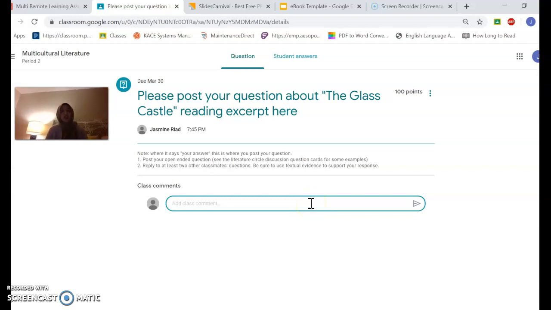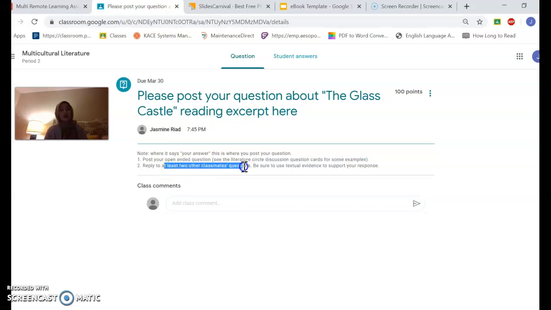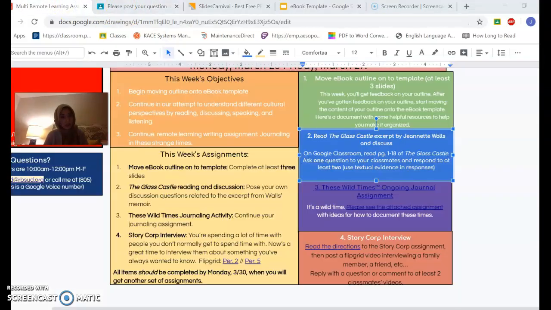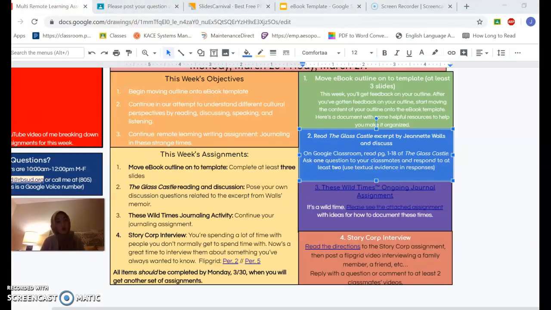Then you're going to reply to at least 2 other classmates' questions. One thing that I noticed was missing from a lot of people's responses is to support your response. So if you talk about Trevor Noah's mom being a religious freak, give us evidence of that. What from the text tells us that, and how does that support your claim that she is a religious freak? Okay. So that's the Glass Castle.